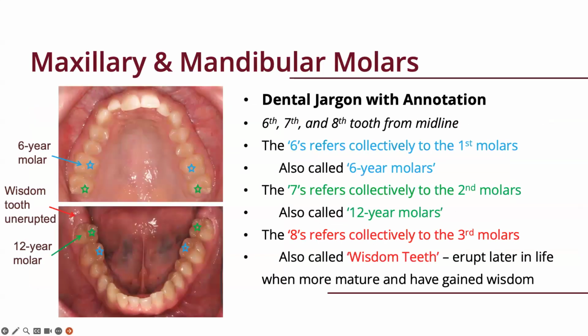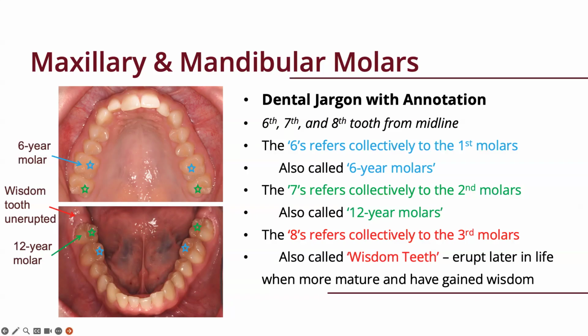There's some dental jargon associated with annotation, with the molars being the 6th, 7th, and 8th tooth from the midline. The 6s refer collectively to the first molars. These are also called 6-year molars because they erupt in children around the age of 6. The 7s refer collectively to the second molars. These are also called 12-year molars because they erupt in children around the age of 12.